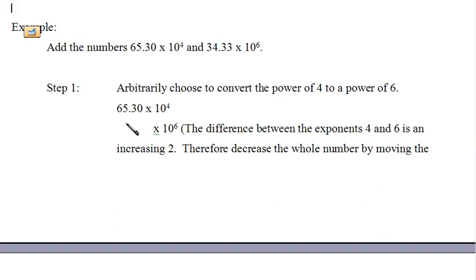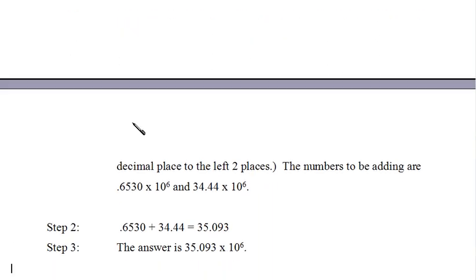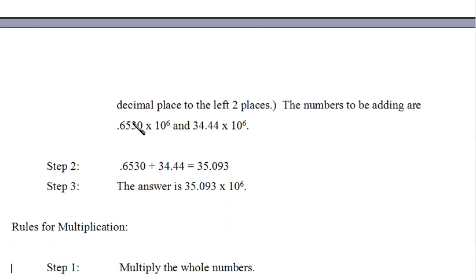So it's going to be 65.3. I compare my 4, my 6. That's an increase of 2. I need to decrease the 65.3 by 2 places. So I move it over. So this now becomes 0.653 times 10 to the 6th. Now I can add the whole numbers. So I add the 0.653 with the 34.44. That gives me 35.093. And then I just bring down the power of 6.